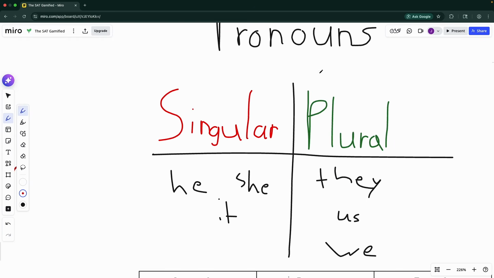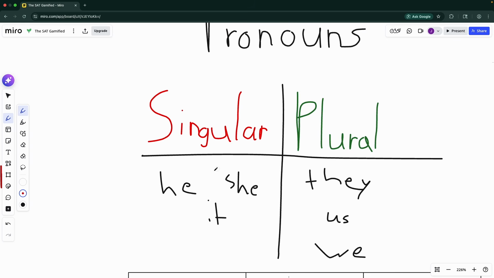Pronouns. You have to make sure that whenever you see a noun in the sentence, if you use a pronoun like he, she, or it, it matches the exact way the noun is written. So first, if it's singular, it has to be singular. If it's plural, it has to be plural.